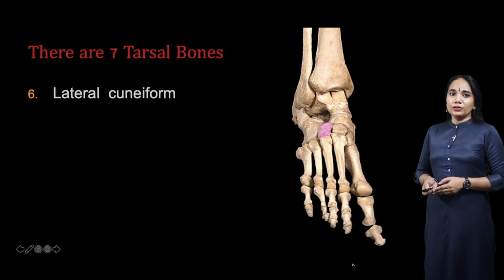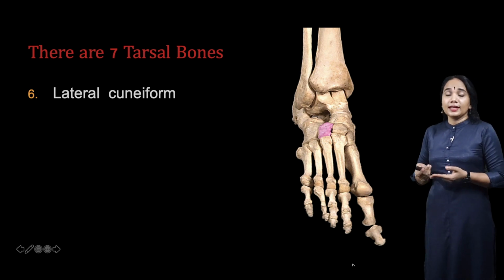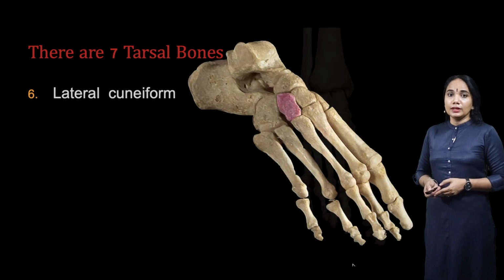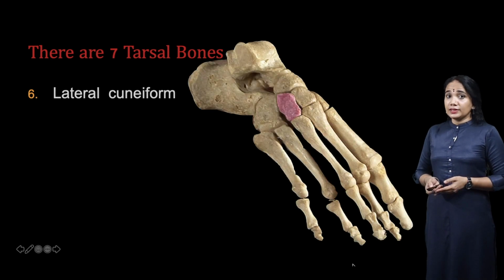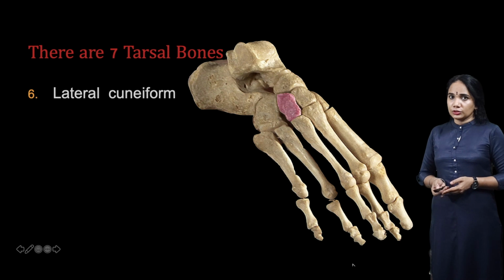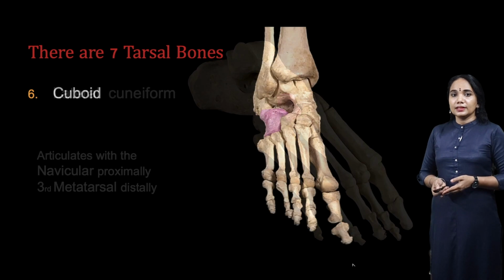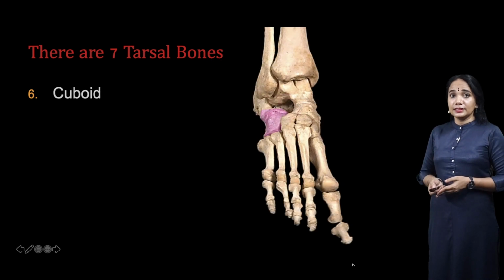The third bone is the lateral cuneiform, which lies lateral to the intermediate cuneiform, and that also articulates with the navicular and a bit of the cuboid posteriorly, but with the third metatarsal distally.